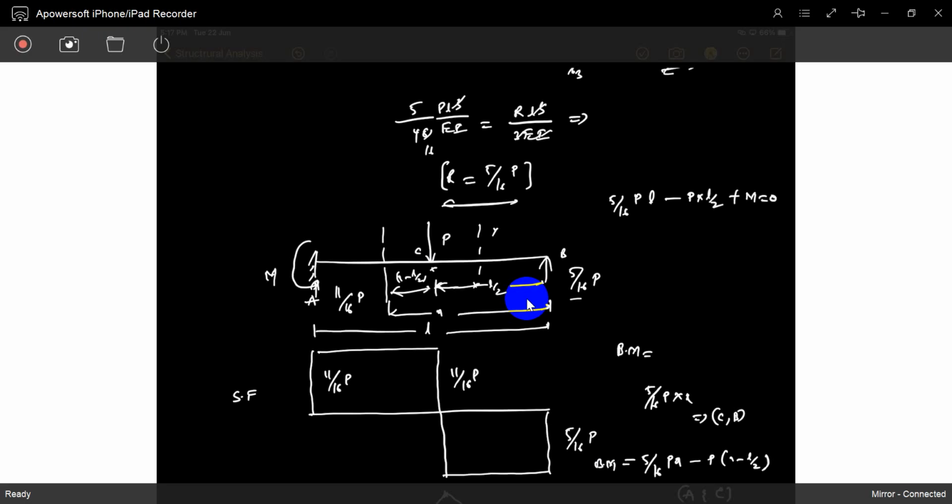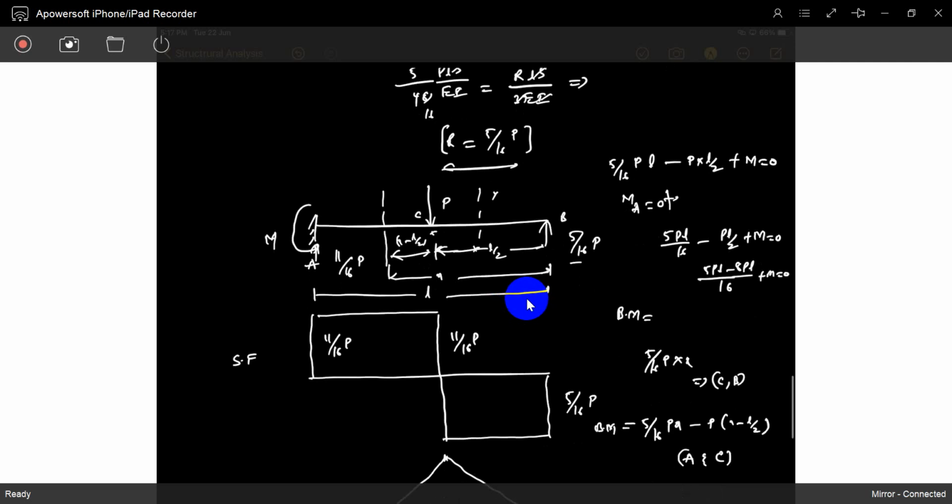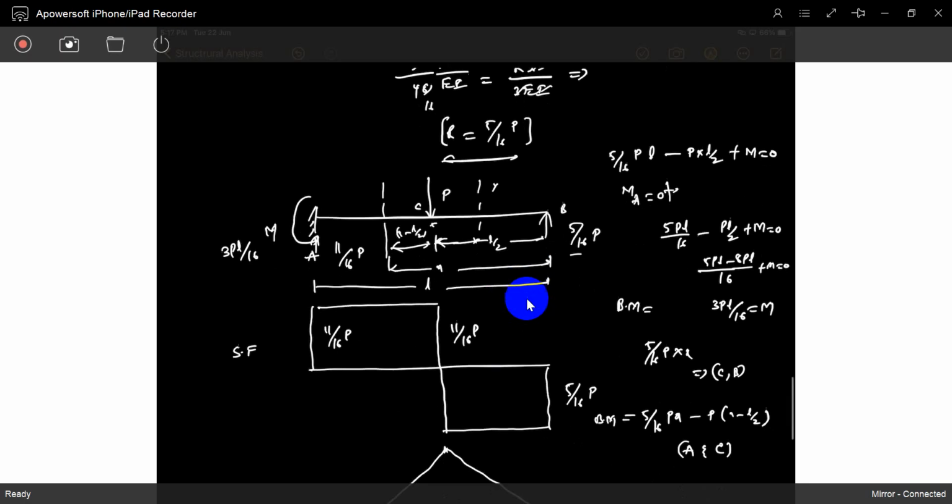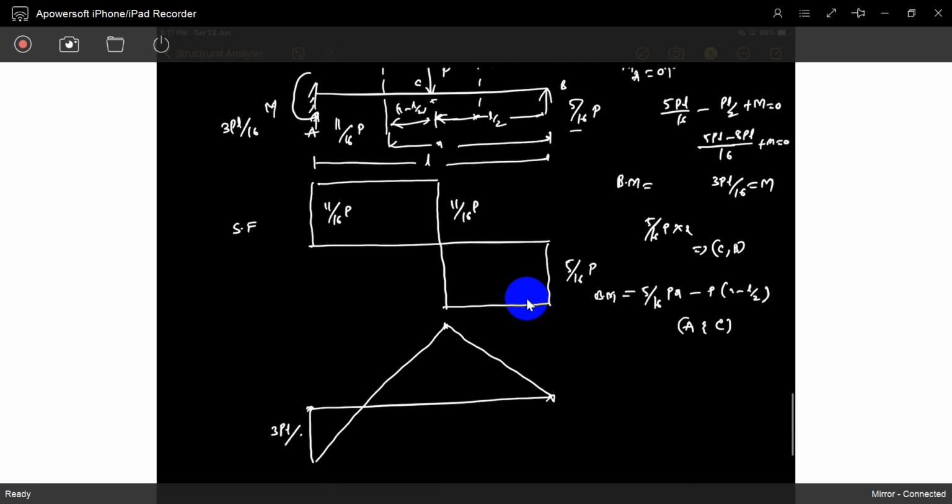So the moment at A is equal to 0. Moment, not a bending moment. Everywhere it is 0, so we call it M. What is the value of M? 5PL by 16 minus PL by 2 plus M equal to 0. Over 16: 5PL minus 8PL plus M equal to 0. 5 minus 8, 3, no? So 3PL by 16 is M. That's it. So M is 3PL by 16.